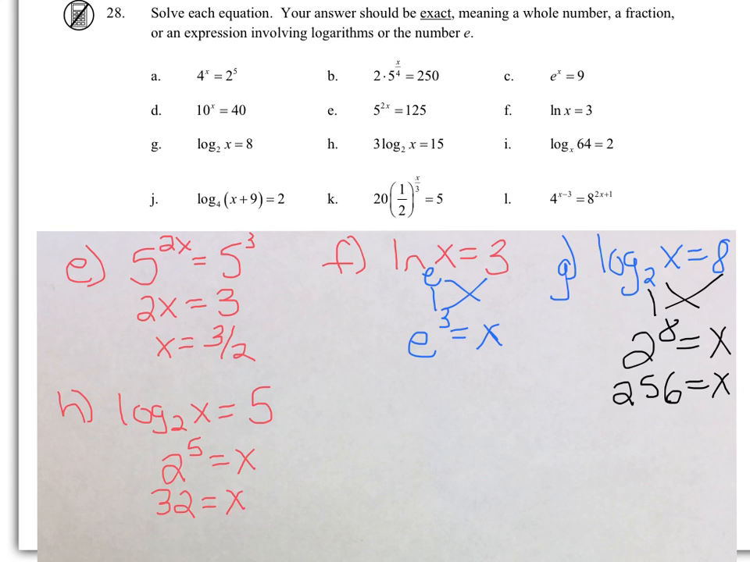Okay, for I, we can change it to exponential form, and we can square root both sides, get x is 8. We typically would say plus or minus 8 when you square root both sides to solve. But because x is the base of a logarithm, we never have a negative base, so our answer is only positive 8.